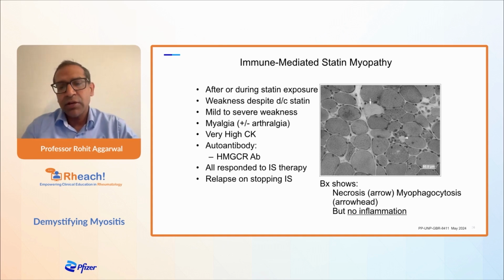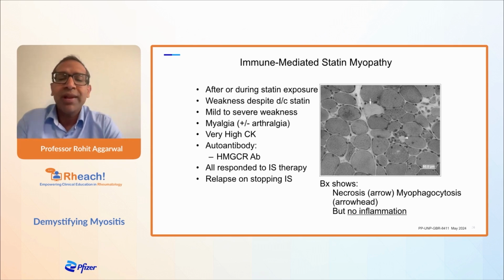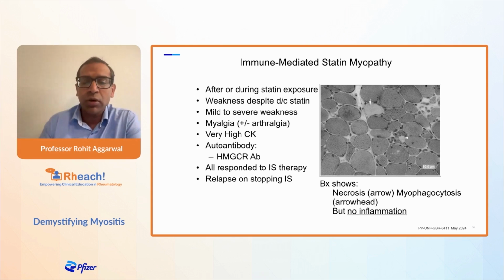They can have myalgia and arthralgia. Because it's a necrotizing myopathy, you see very high CK. And an antibody called HMGCR antibody is highly associated with this phenotype and can easily recognize this phenotype. Fortunately, these patients respond well to immune suppression, but they will relapse if you stop immune suppression early on.